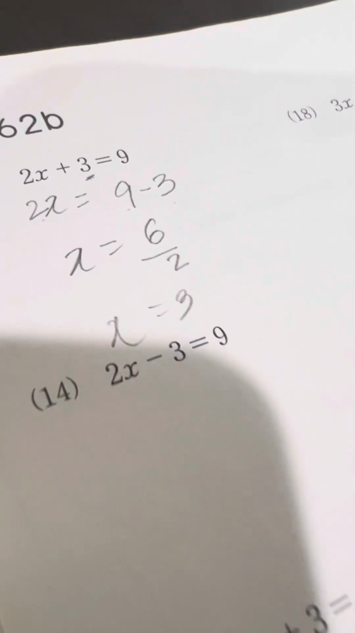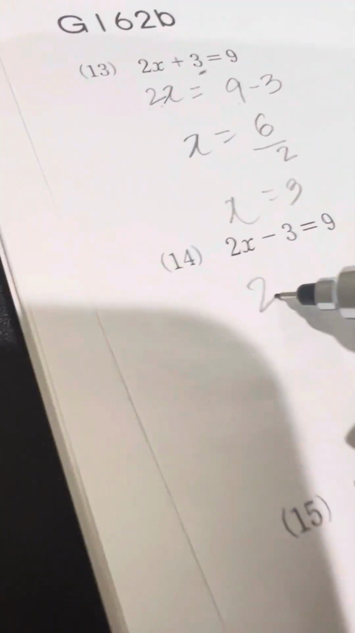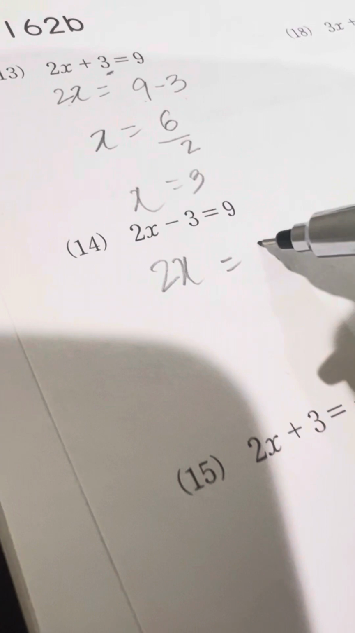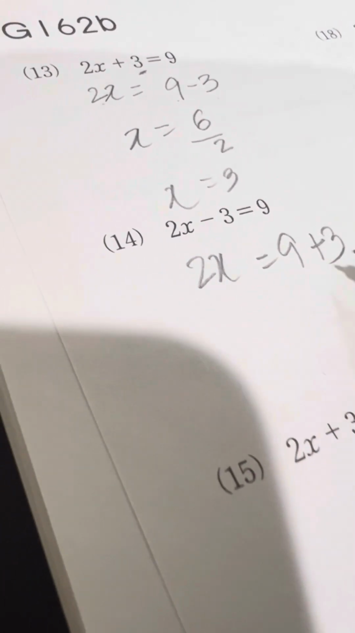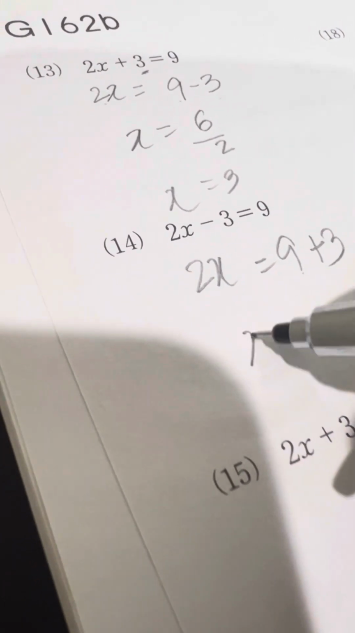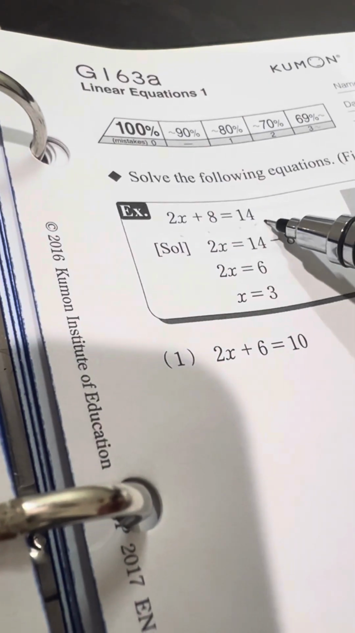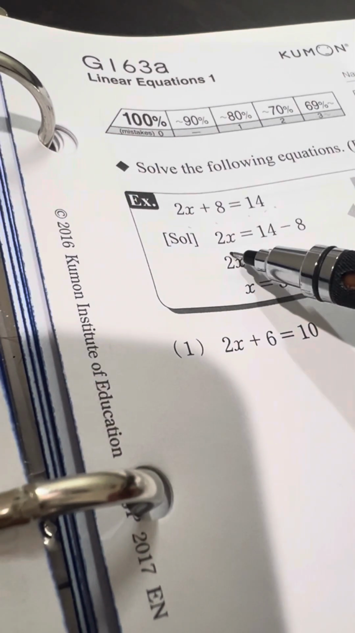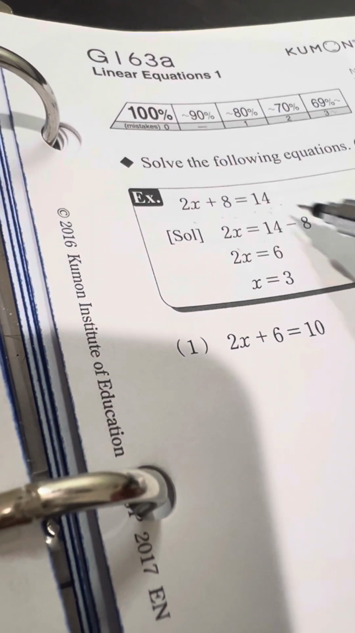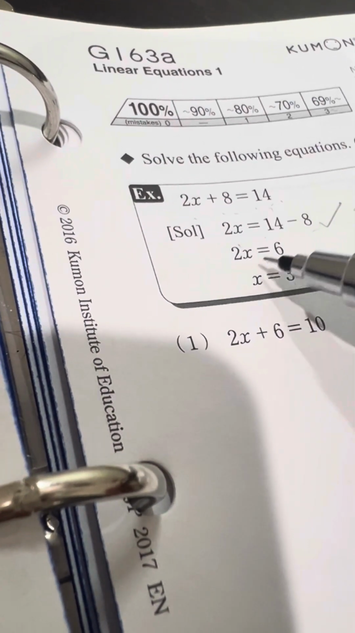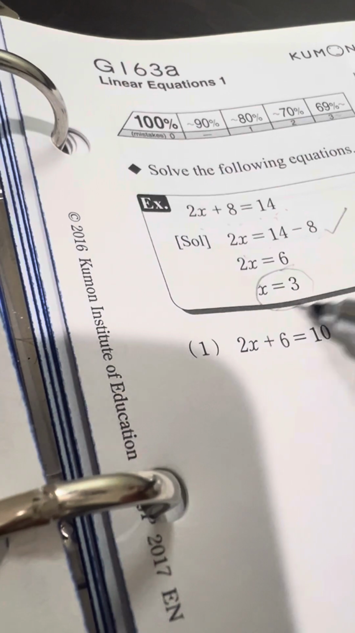That makes sense? Okay, try this one. So 2x equals 9 plus 3. So 9 plus 3 is 12, and x would be 12 over 2, which is 6. So what else? This is pretty much the same. 2x plus 8 equals 14. So 2x equals 14 minus 8, right? We did that. 2x equals 6, x would be 3.